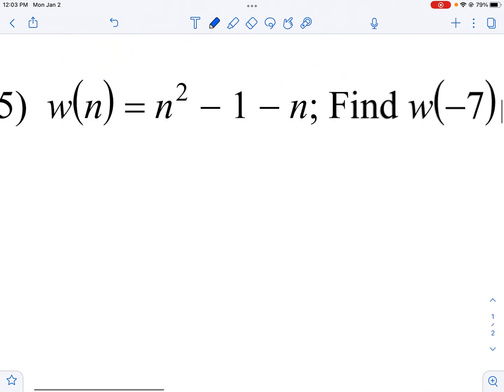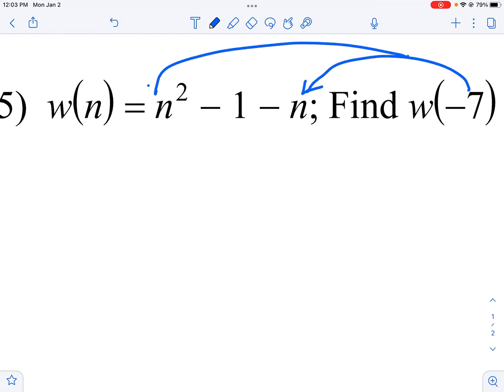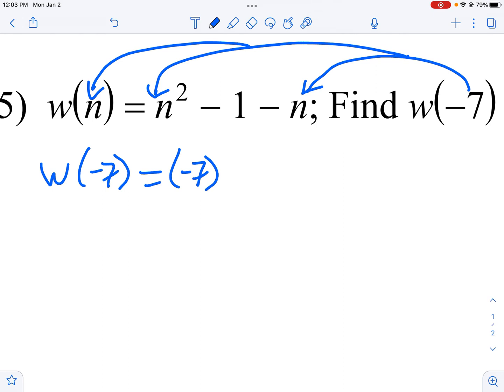Let's jump to 5. We got w of n is n squared minus 1 minus n. You're going to put negative 7 in all of the n locations. So w of negative 7 equals parenthesis, negative 7 squared minus 1 minus parenthesis, negative 7. Once again, parentheses. It's going to make a huge difference. So I'm just plugging in negative parenthesis, negative 7, close parenthesis, squared, minus 1 minus parenthesis, negative 7, close parenthesis, enter. You should be getting 55.